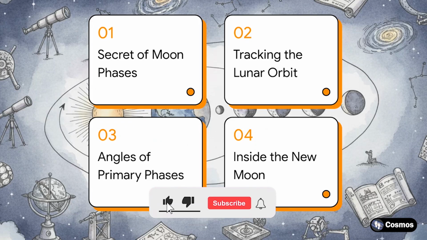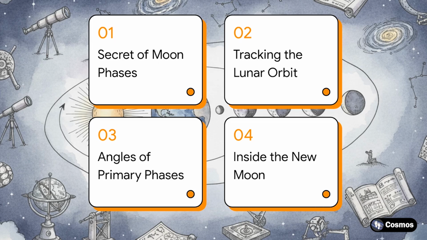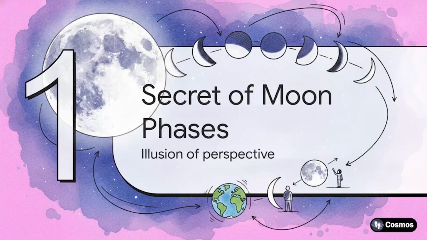Okay, let's dive into this. Our roadmap for today is pretty straightforward. First, the secret of moon phases, then tracking the lunar orbit. After that, we'll hit angles of primary phases, and finally, we'll go inside the new moon. Starting with Section 1, the secret of moon phases and the illusion of perspective.